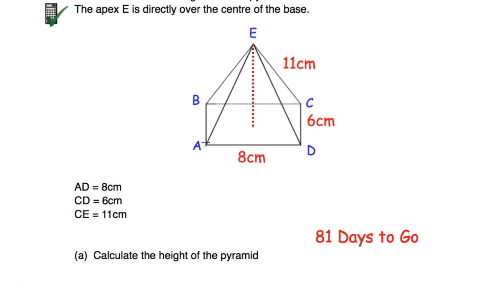So my hint for you would be actually to find the length of AC to begin with, because this is a rectangle, and you know that this is 6 centimeters and this is 8 centimeters. So you can find the length of AC. You can then half that. So if you find the length of AC, you can then half it to find that distance.